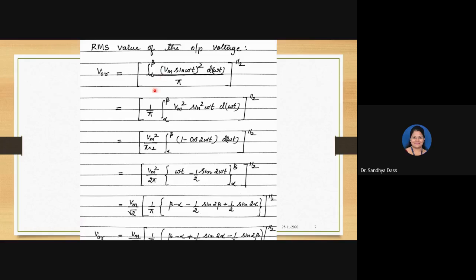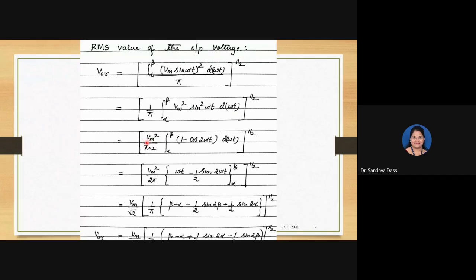I hope you are able to understand this. So the RMS value of the output voltage, it is given by this. Just now we have to simplify. We have to apply trigonometric equation there and come to the final expression. So take 1 by pi outside, okay? Limit integration, that is between alpha to beta, squaring of this input signal, Vm square sine square omega t d omega t under square root, all right?